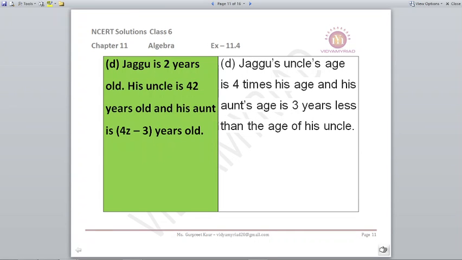Jagu is 2 years old. His uncle is 4z years old and his aunt is 4z minus 3 years old. So how are we going to arrange this? Jagu's uncle's age is 4 times his age and his aunt's age is 3 years less than the age of his uncle. So first we have mentioned the uncle and then we are relating it with the aunt's age by telling that it is 3 years less.